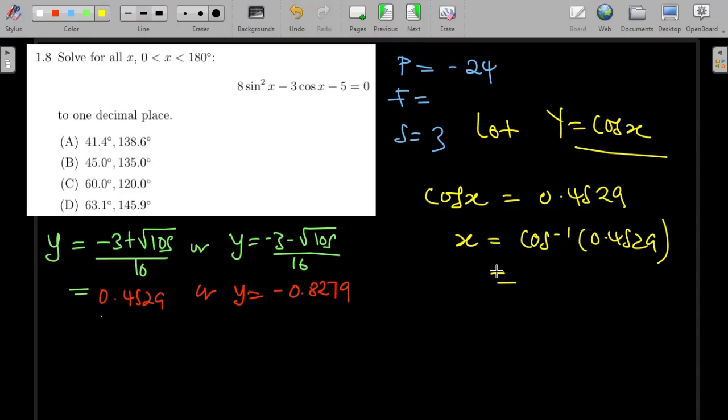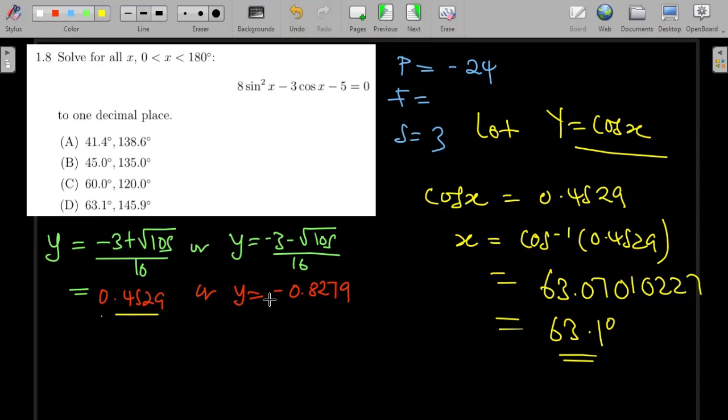Okay, so what does that give me? Cos inverse of 0.4529. Okay, so this gives me 63.07010227. So it means the first value for x will just be 63.1 degrees. Okay, so I used this one.